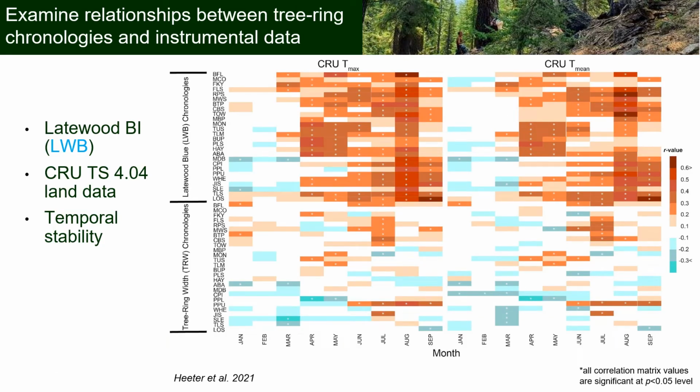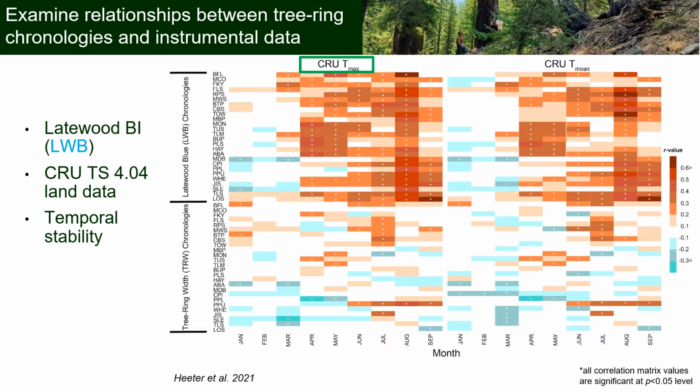For each site, I first evaluated the relationships between local temperature variables, both mean and max temperatures, and both total ring width and latewood blue chronologies. Across the entire network of the sites, the strongest, most temporally stable relationships occurred between the latewood blue chronologies and maximum temperature. The strongest response occurred in the month of August.